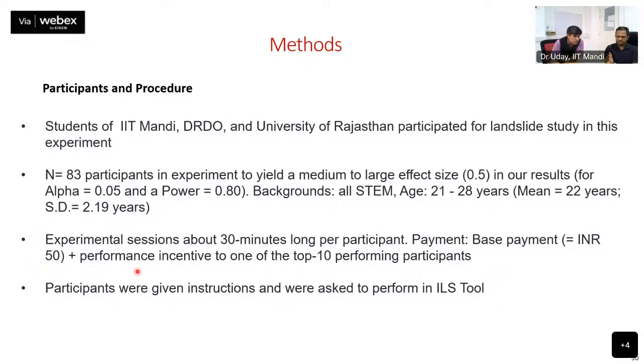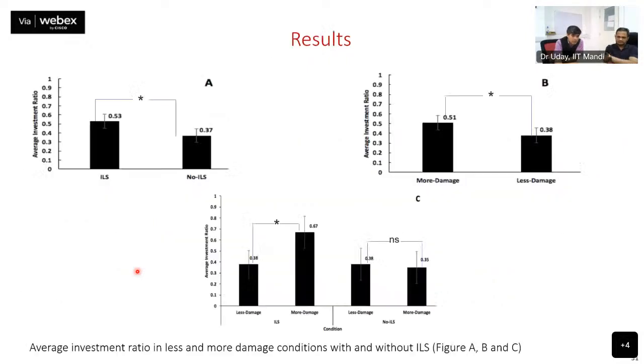So among those who could keep their property, the total wealth as high as possible, the top 10 were given gift cards. So this was an incentive to incentivize people to play the game in the best possible manner from their side. So these are some of the interesting results we got. So the y-axis is the average investment ratio, how much of the total wealth they have they are investing.